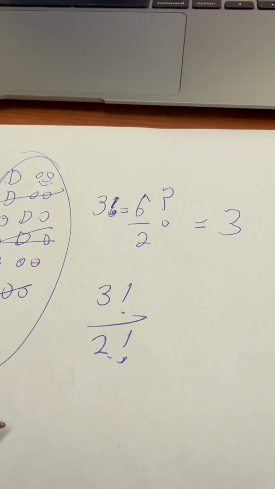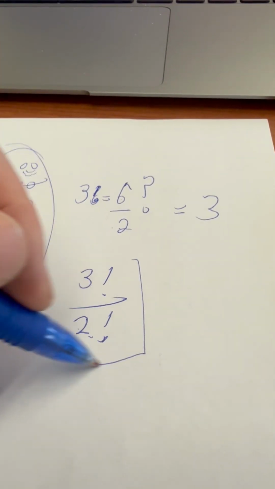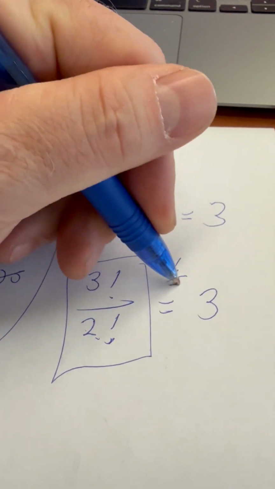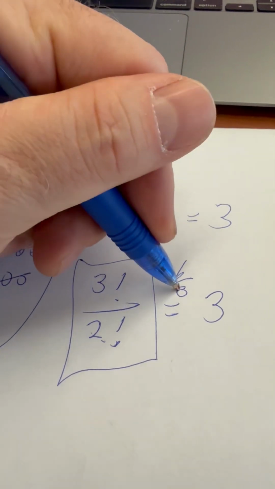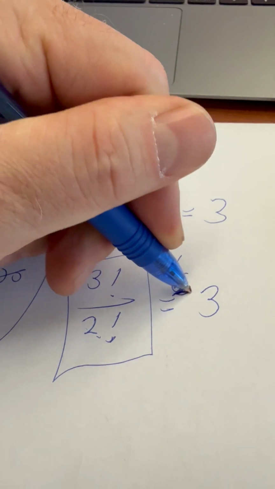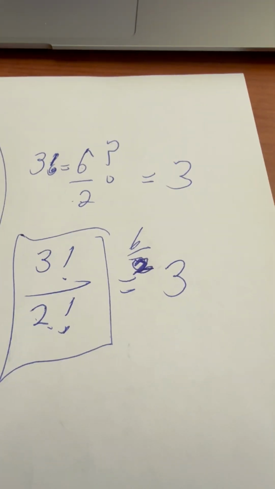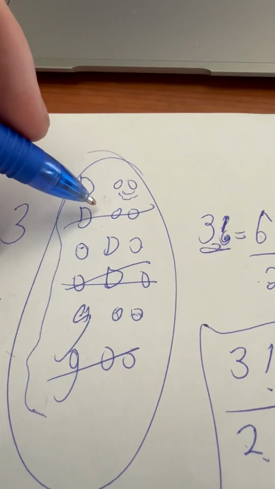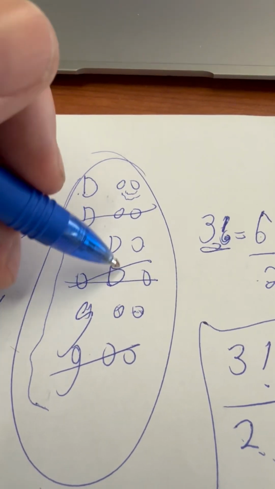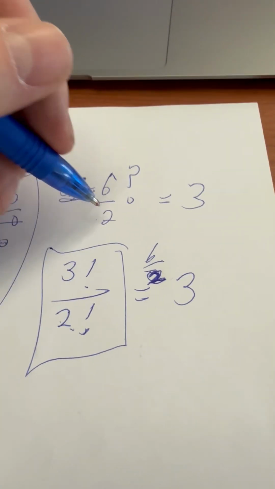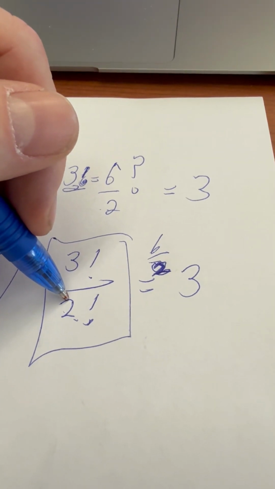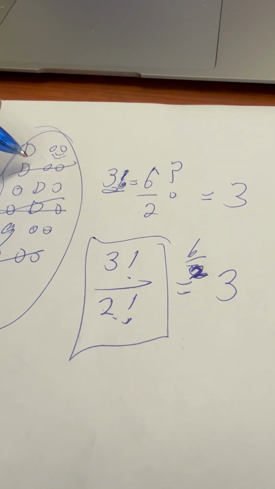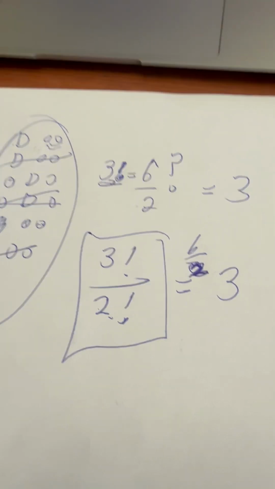Okay? Now notice something important here. We get 3 because it's 6 divided by 2. Notice that we had 3 letters, so 3 factorial again. We had 2 letters repeating, so we divide by 2 factorial, because there are 2 O's.